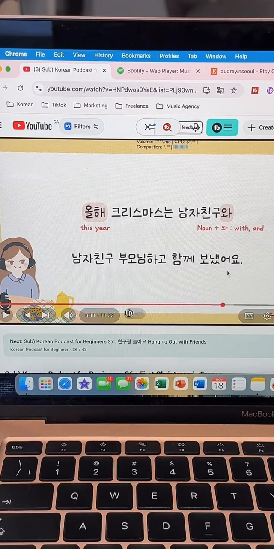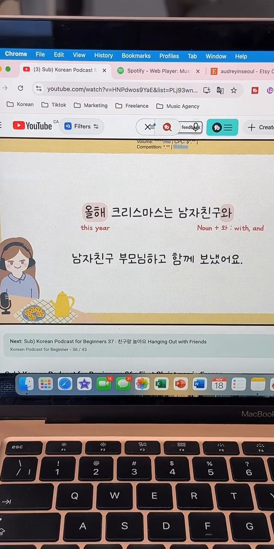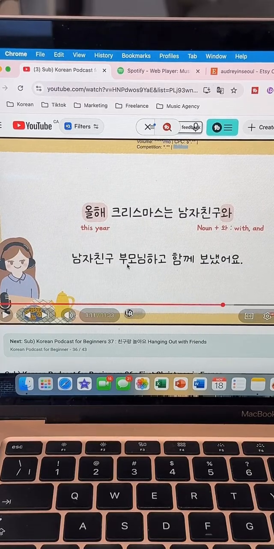So now let's translate the whole sentence as we have it behind each word. So this year's Christmas, together with her boyfriend, with boyfriend, and boyfriend's parents, spent. So they spent the Christmas time this year with her boyfriend and her boyfriend's parents, basically. That would be how this would be translated.